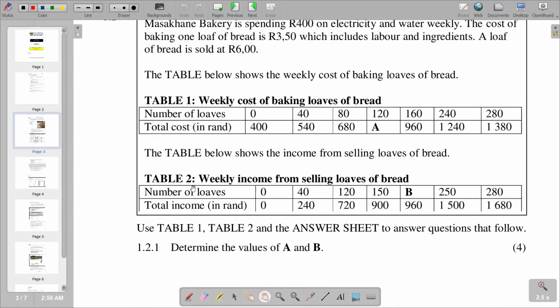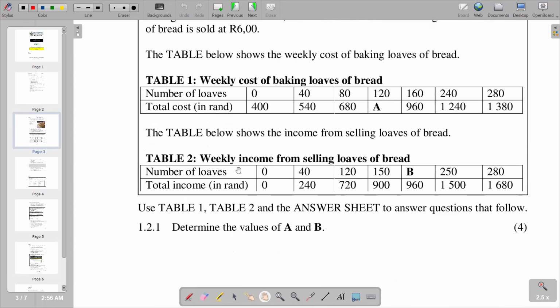We go to the second part. We've got table 2, weekly income from selling loaves of bread. We have the number of loaves and total income, but we see that for weekly income, we have 0. At 0 loaves, there is no income. We take note of that. And then going forward, the first question is saying determine the value of A and B.